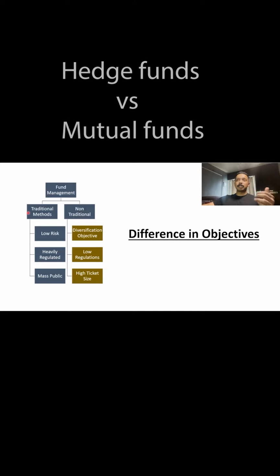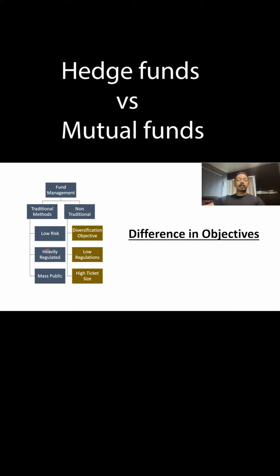In terms of a traditional mutual fund versus a non-traditional alternative asset, what would be the difference, right? So, of course, generally speaking, mutual funds are created from the perspective of reducing the risk so that it appeals to most investors in general, because you can invest as low as 1,000. However, non-traditional alternative investments are majorly catered for the diversification objective.